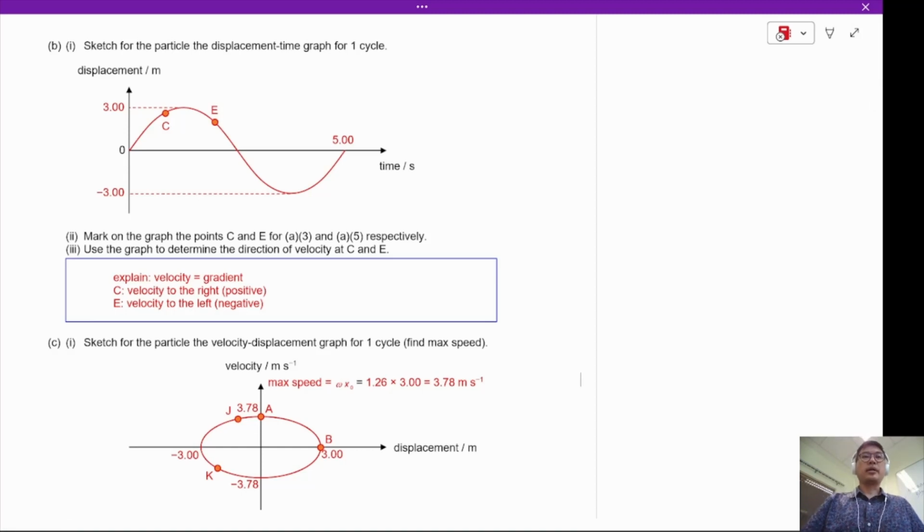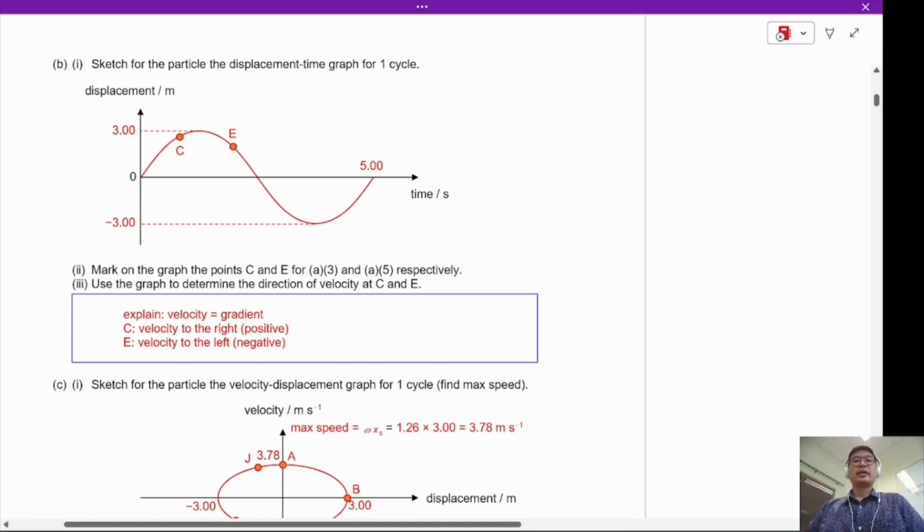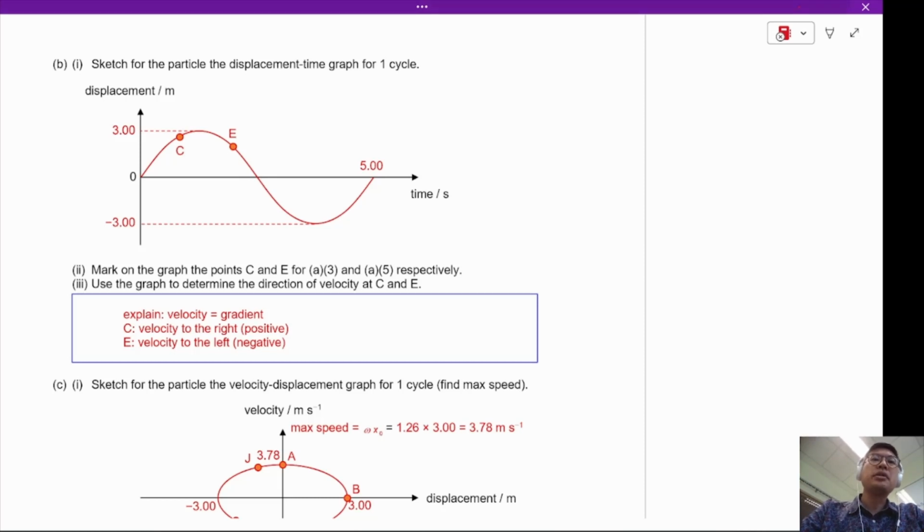Okay, let's take a look at question B, part 1. Sketch the displacement time graph for one cycle. Well, we've already done that when we first looked at the question. Mark on the graph the points C and E for A3 and A5 respectively. Now, A3 is when the time is equal to 1 second, and the displacement is 1 meter. And A5 is when the time is equal to 2 seconds. So how do we mark that down? We know that the midpoint of the cycle is 2.5 seconds, and 1/4 of the cycle is 1.25 seconds. So 1 second is somewhere over here, and 2 seconds is somewhere over here.